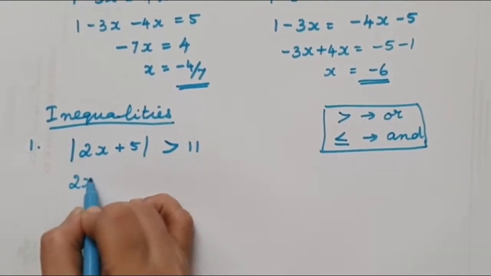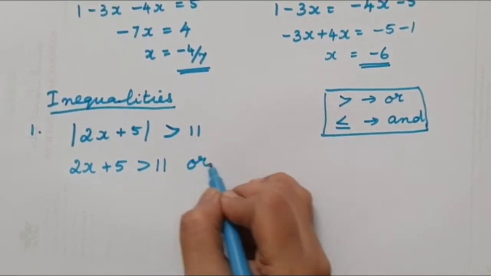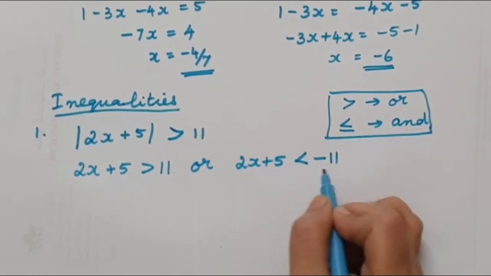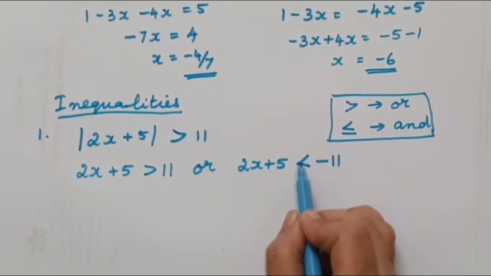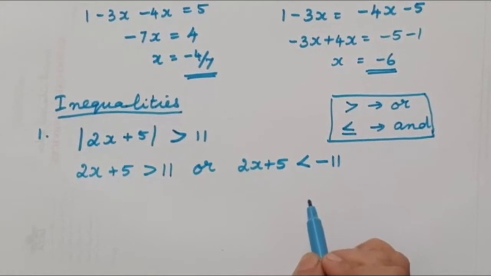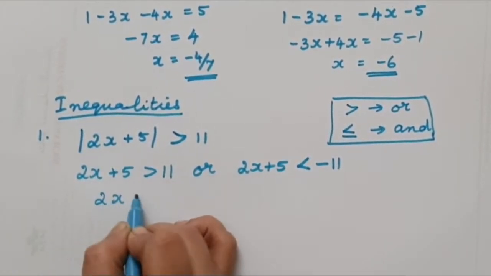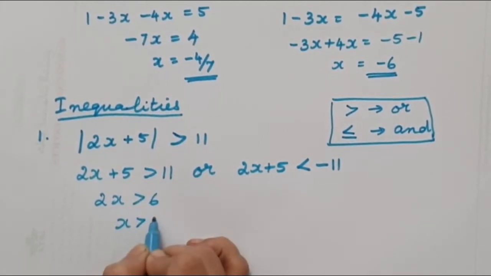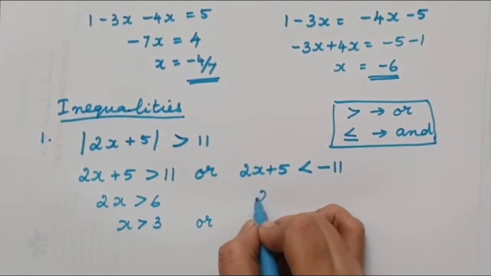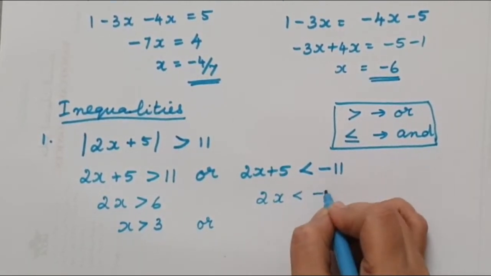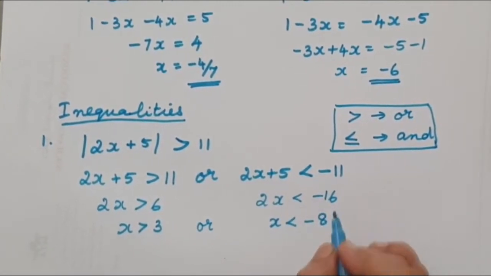So it will be 2x plus 5 is greater than 11, or 2x plus 5 is less than minus 11. When we write a negative sign, you have to reverse the inequality and write. So now when we simplify this, 2x will be greater than 6, x is greater than 3. This one will be or 2x is less than minus 16, x is less than minus 8.